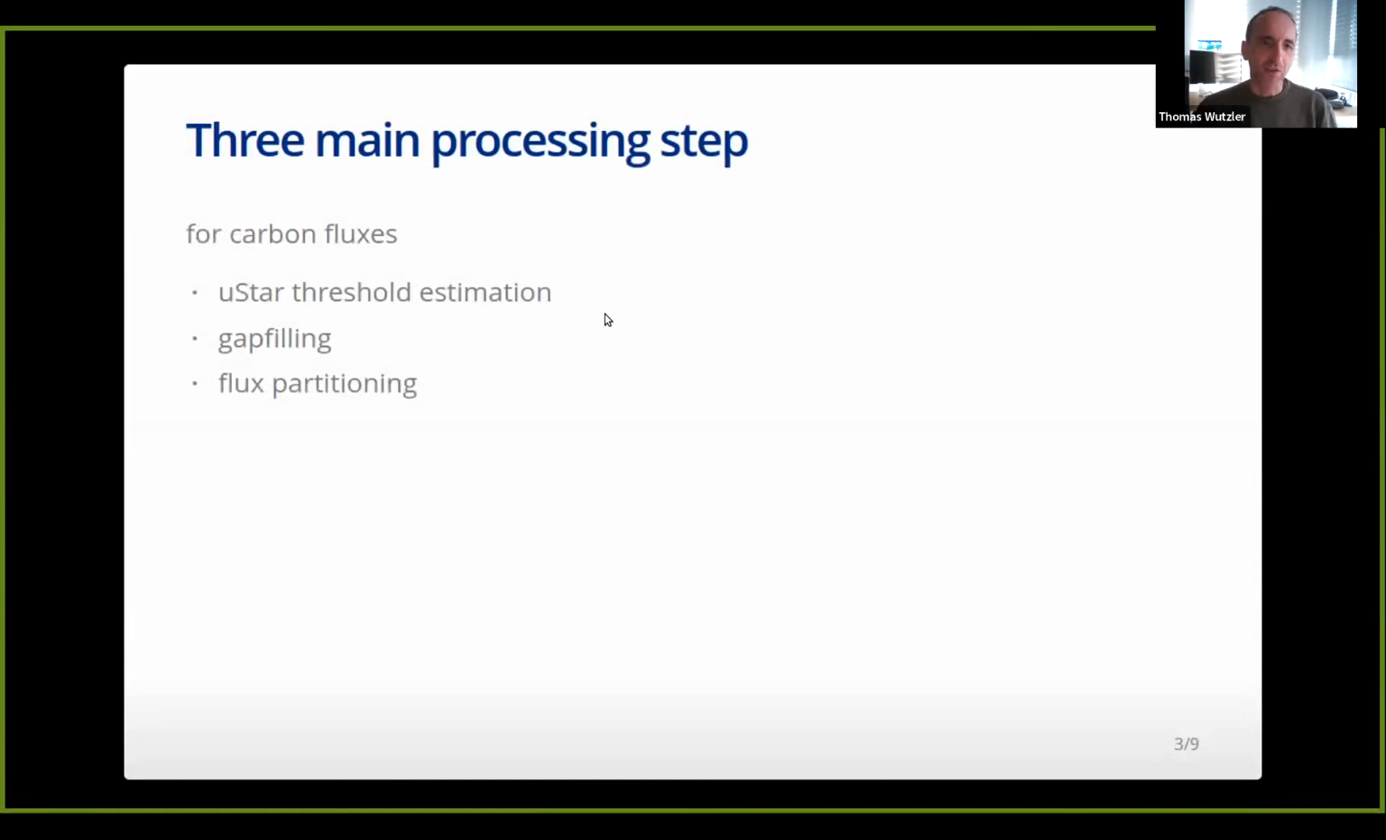Yeah, REddyProc's purpose is to support you with a so-called post-processing of carbon fluxes. So there are a lot of standard tools already for processing the very short time hertz data, but usually you also want to post-process your net ecosystem exchange fluxes that you get already on half hourly. So there are three steps that are commonly done. The one is the estimation of the so-called ustar threshold, which we will go into detail later. Then is gap filling your data to replace missing data by model data. And then also partitioning the net flux into the fluxes of respiration and gross primary production. These are the three main things that REddyProc can help you with.